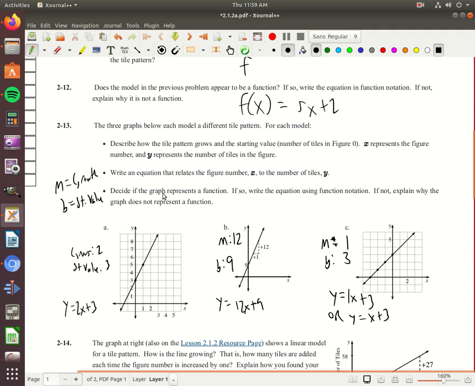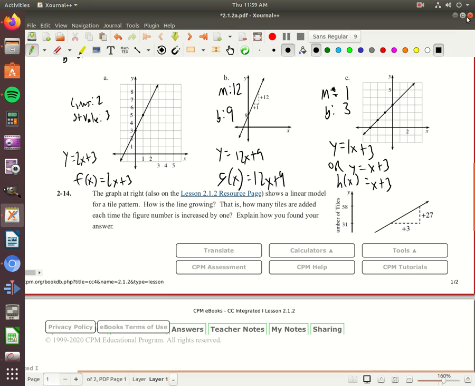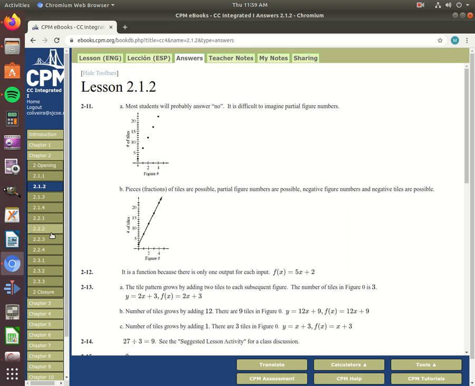Decide if the graph represents a function. If so, write the equation using function notation. So yeah, this appears to have one input and one output, one input and one output, one input and one output. So here I'll say f of x equals 2x plus 3. This one, let's call this one g of x equals 12x plus 9. And this one, let's call h of x equals 8x plus 3. So, okay, let's go ahead and close this and open the next one and pick up on 214.